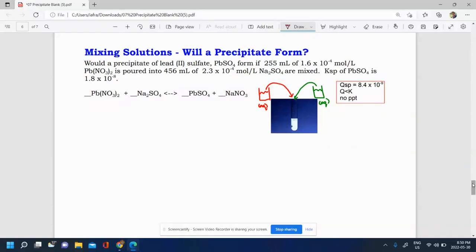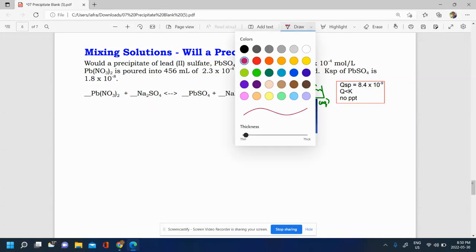In this video, we're going to do another example where you have to predict if a precipitate will form when mixing two solutions together. So as usual, you do need to write a double displacement reaction and predict which substance is your precipitate and which substance is not your precipitate. In other words, still dissolved.